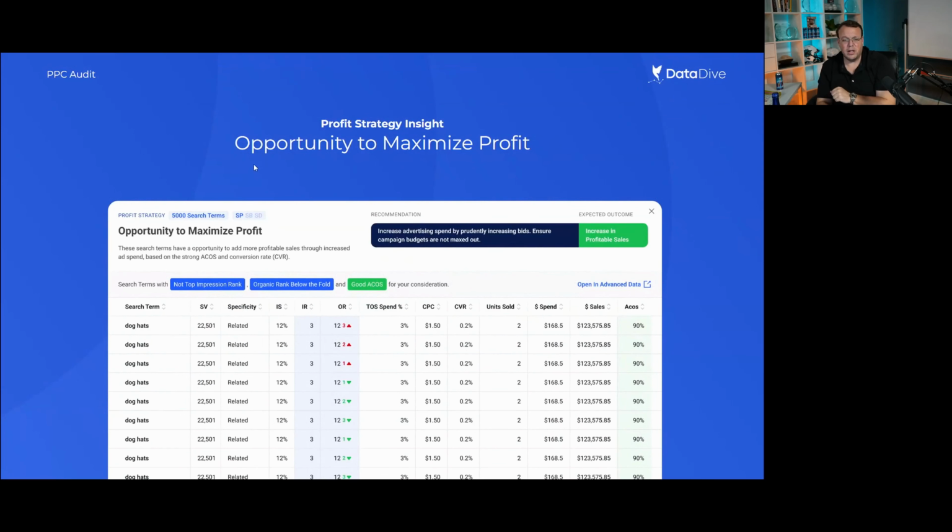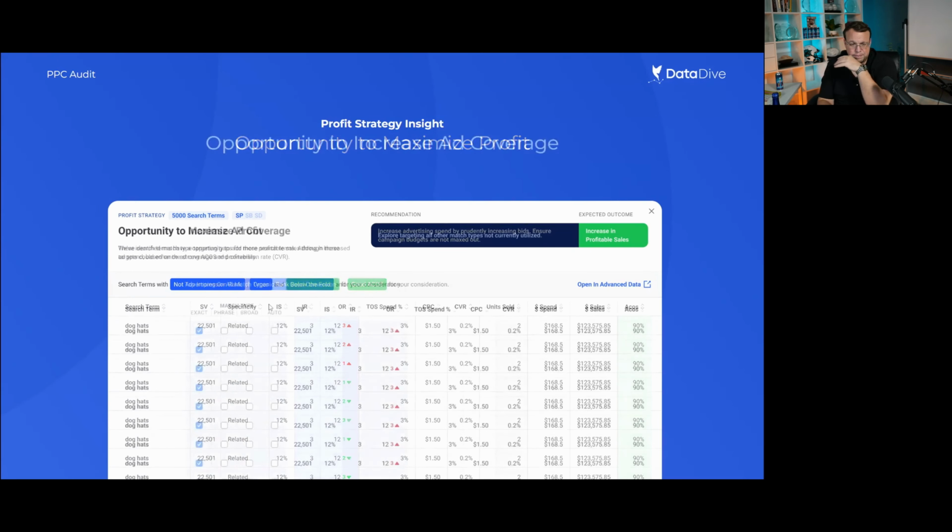And this is what it'll look like within your PPC audit. It's going to have a bunch of keywords. It'll talk to you about all of these different levers, and you need to know what to do with it.